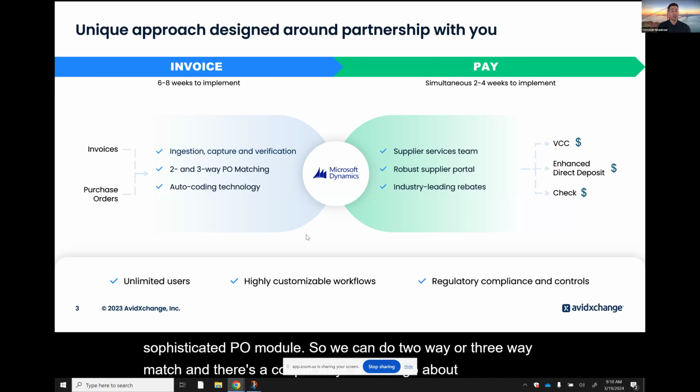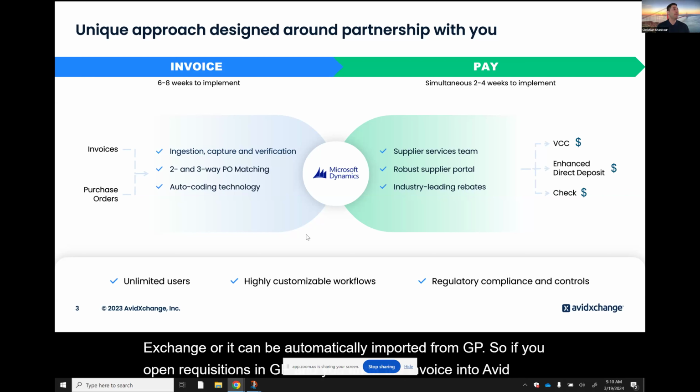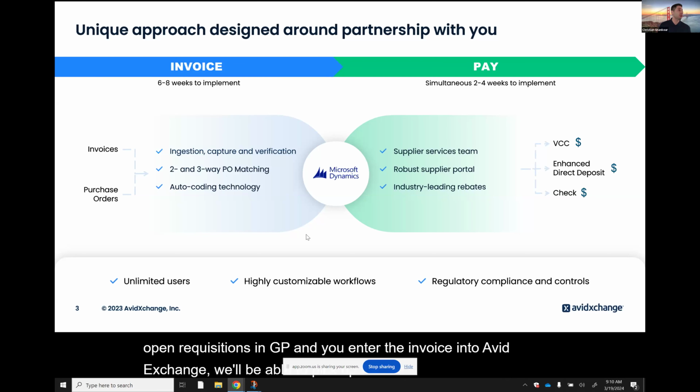We have our own system where you can create requisitions in AvidXchange, or it can be automatically imported from GP. So if you open requisitions in GP and you enter the invoice into AvidXchange, we'll be able to pick up the open invoice that was created in GP and be able to do the matching. And that goes for the invoice. And let's say if there was a receipt or a packing slip, we'll be able to perform that three-way match from there.